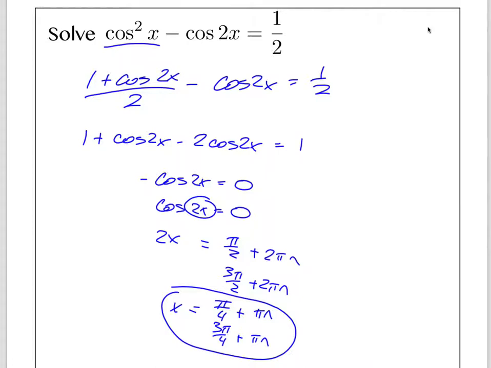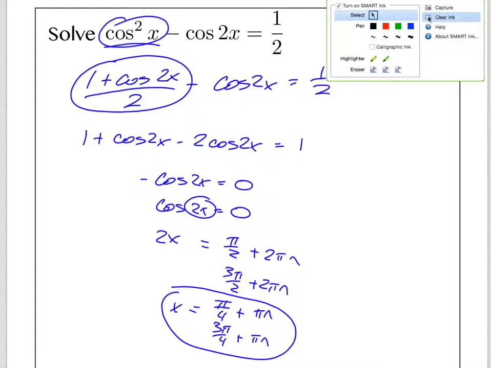Questions on that? I did pi over 2 divided by 2. How else can I think about dividing by 2? Multiplying by 1/2. So if I go pi over 2 times 1/2, that's where I get pi over 4. 3 pi over 2 times 1/2, that's where I get 3 pi over 4. Okay? So this is exactly the same as what we've been doing, except for that initial start where I used my power reducing. Once I use the power reducing, then it's just another solving trig equation problem that we've done before.